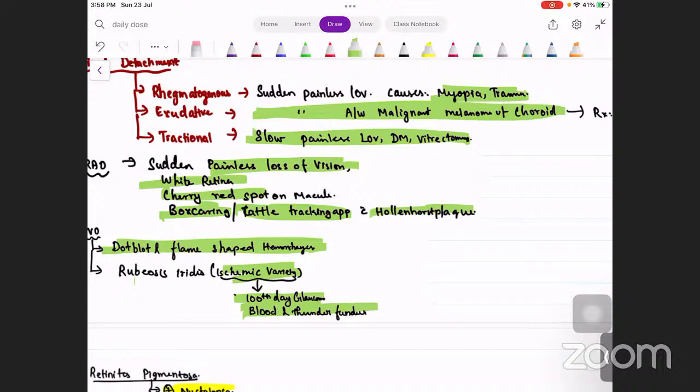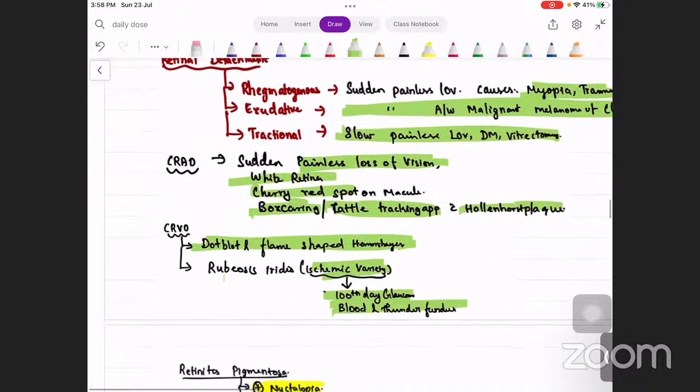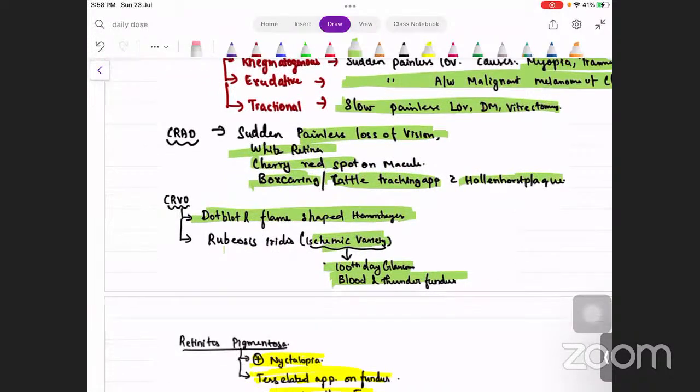CRAO, what are the things you have to remember? Cherry red spot on macula, cattle-trucking appearance with Hollenhorst plaques. CRVO, what are the things you have to remember? Dot-blot appearance or flame-shaped hemorrhages. And you may see the ischemic variety with 100-day glaucoma and blood and thunder fundus.